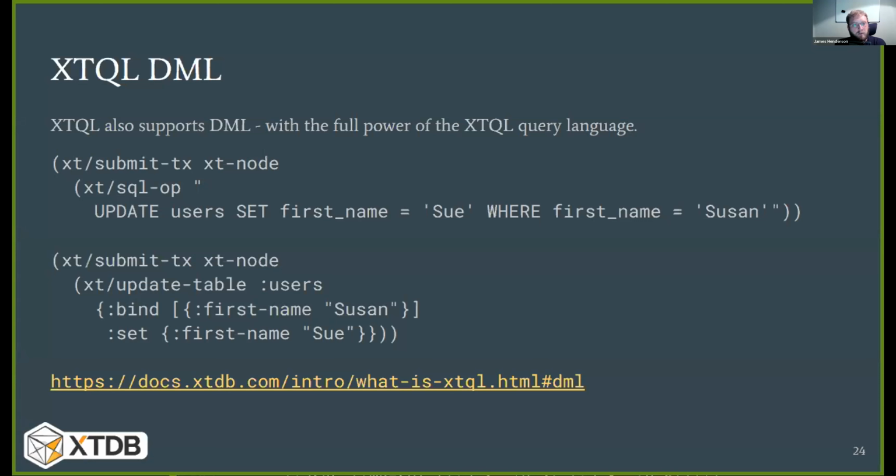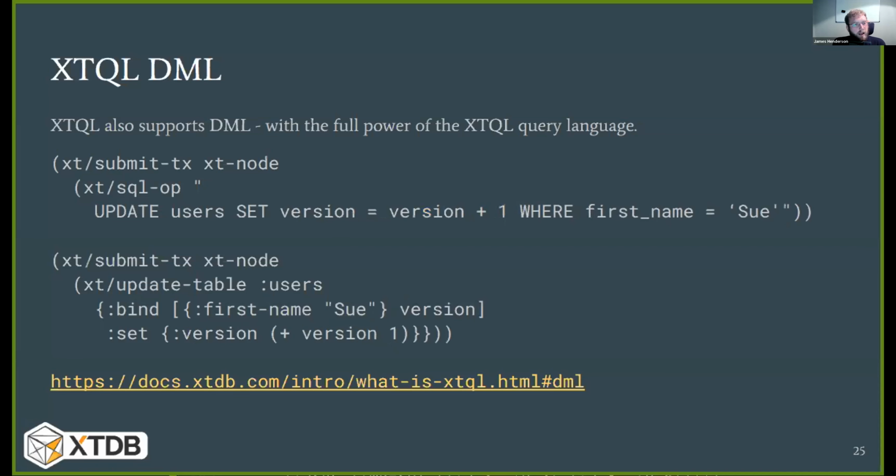So we bind out to filter against the first name, same as we would do in a query. And then we specify to set the first name as Sue here as well. And secondly, we can also increment values already in the document. So in this case, let's say we've forgotten what we actually wanted to do was bump a version number. I'm saying bump a version number.